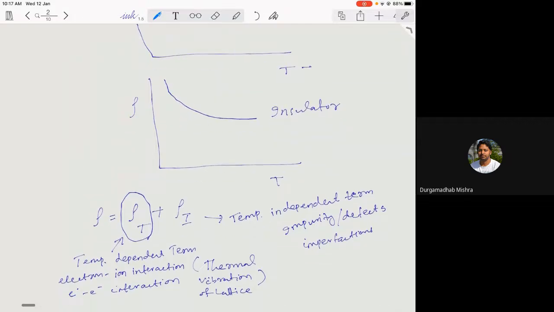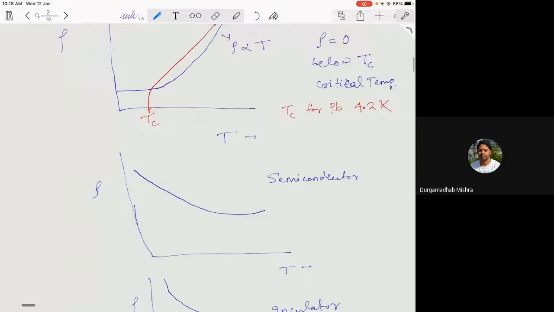However, when you go to low temperature, these thermal vibrations reduce, and their contribution is less, and therefore you see the effect of this rho I at low temperature. Therefore the resistivity becomes constant, which is due to this rho I. This value would be rho I when you go to low temperature.